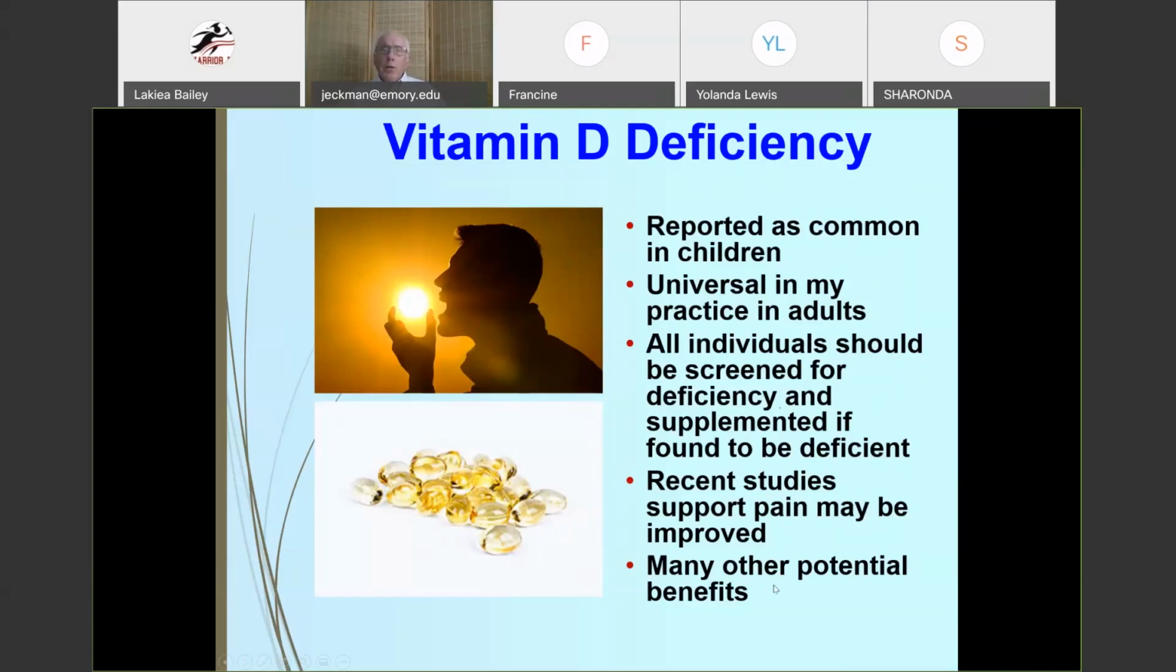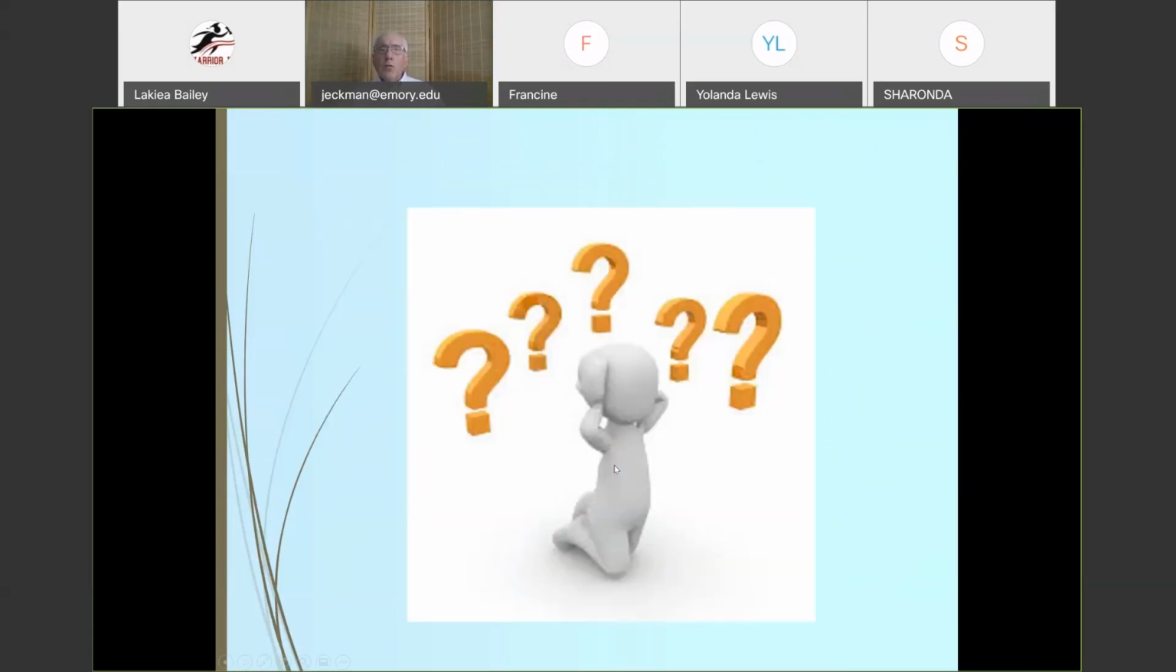And vitamin D is a wonderful vitamin. It has many other positive side effects that are beneficial. Some of these include controlling inflammation and making individuals more resistant to infection. And so vitamin D health is really important for individuals with sickle cell disease.